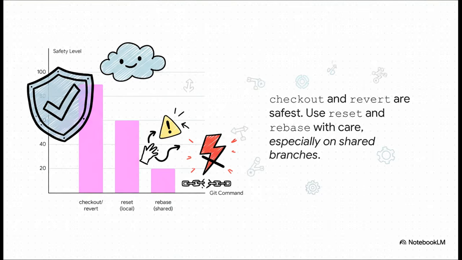So, to just quickly recap how safe these tools are. Checkout and revert, super safe. They don't rewrite history. Reset, kind of medium risk. It's fantastic for your local work, just be mindful. And rebase on a shared branch, that's low safety. It's an amazing tool for cleaning up your own commits before you share them, but it can be dangerous afterwards.